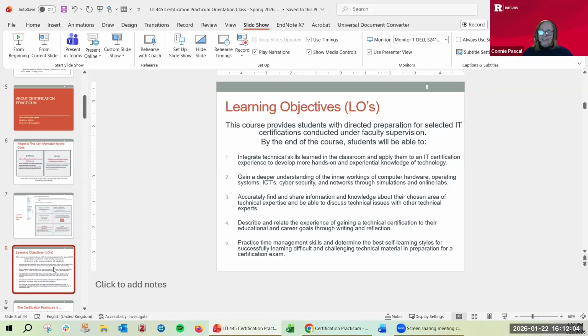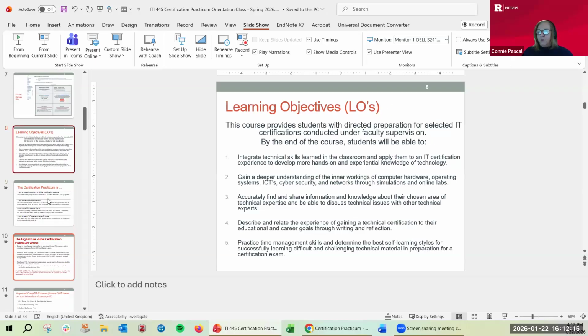Because this class, again, while I coordinate it and I do supervise it, the actual work that you're doing is something that you organize yourself. And that will make more sense here in a moment.